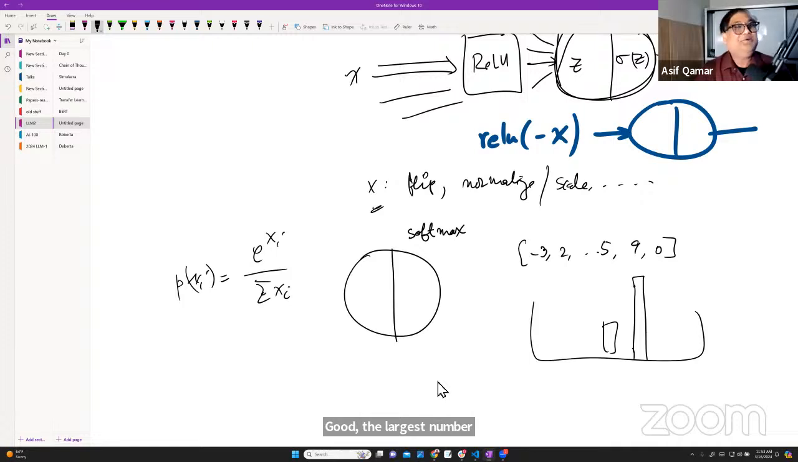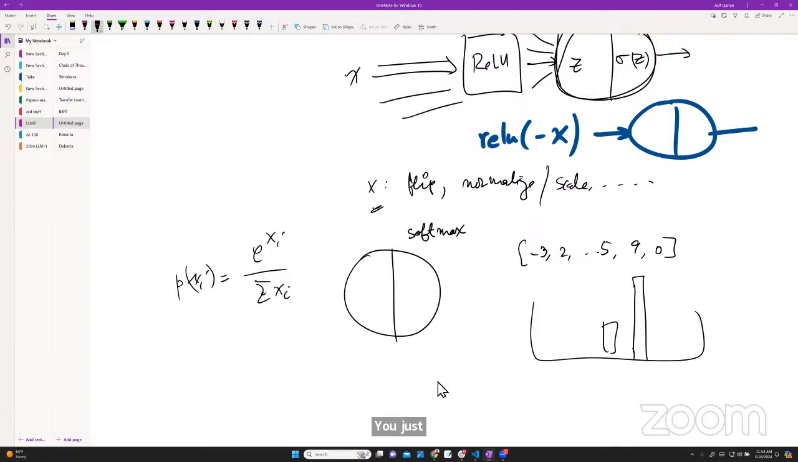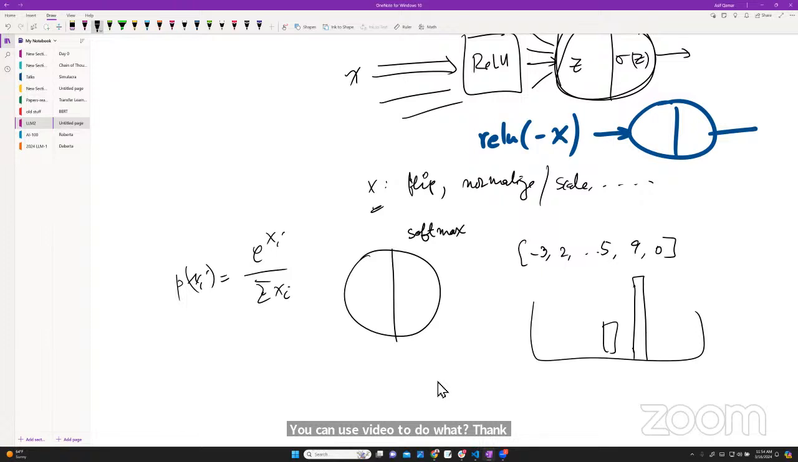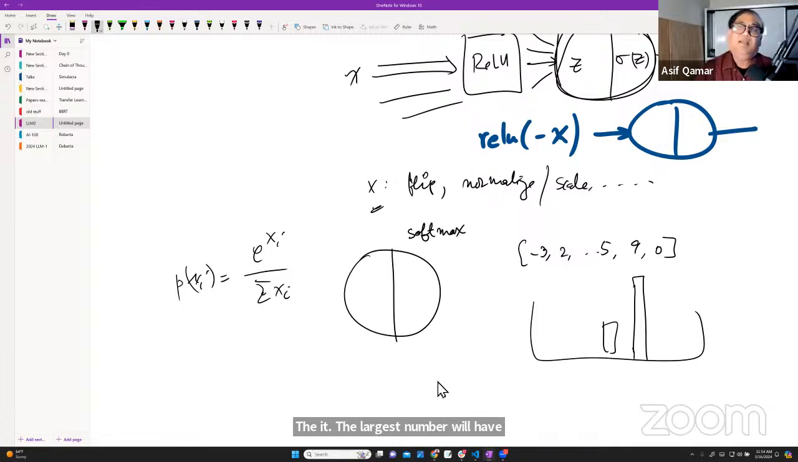So what do you need in your network? You don't even need anything at all. You just need a softmax. We can also use ReLU, right? You can use ReLU to do what? The largest number will have the biggest. Yeah, you could do ReLU and then pass it to softmax to find the biggest. But my question to you is, as a classification problem, why bother?